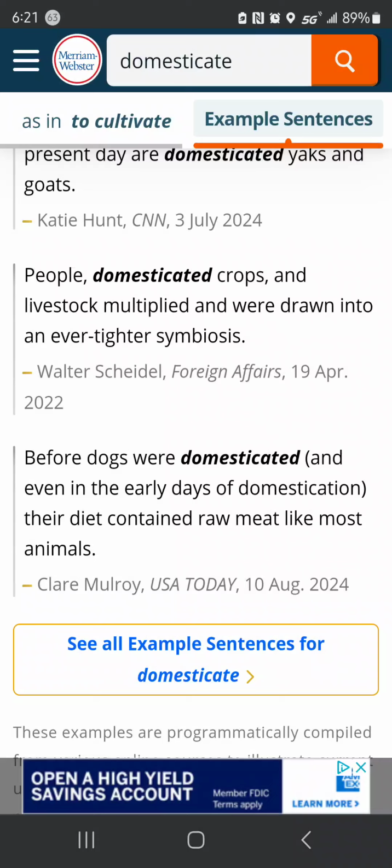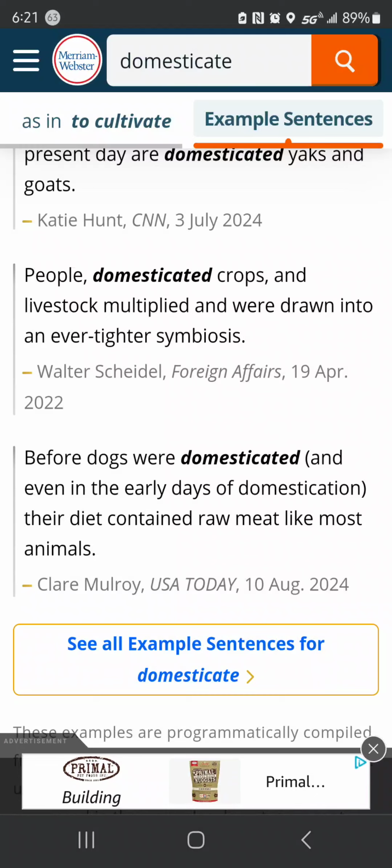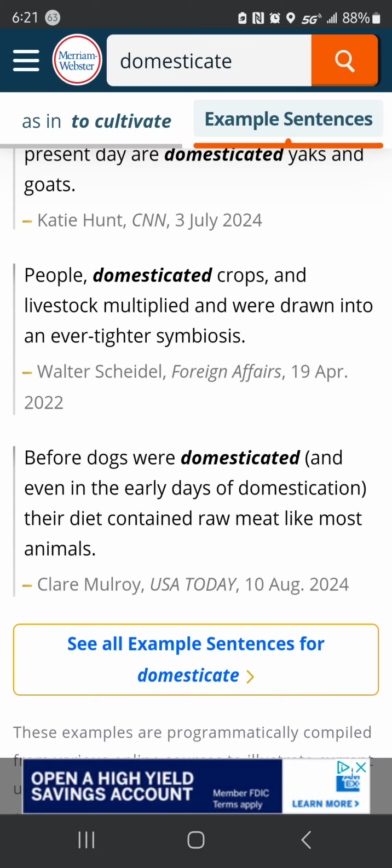It says people domesticated crops and livestock multiplied and were drawn into an ever tighter symbiosis. Before dogs were domesticated, and even in the early days of domestication, their diet contained raw meat like animals. See? So dogs have been domesticated to eat pebbles. That's domestication. They have changed the whole diet of dogs. And they look different, they act different, they think different, because they took over their entire culture, their entire being, their entire eating habits, everything.